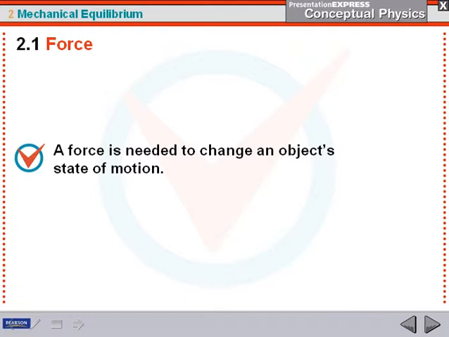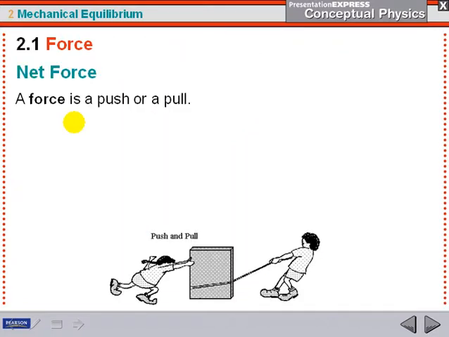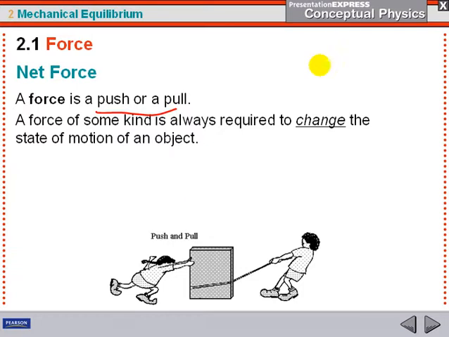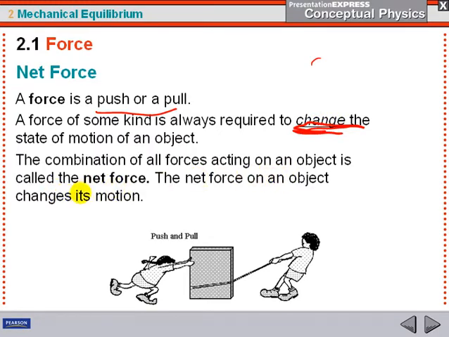So what do you need to change an object's state? We're going to need a force to change it, and that's the idea behind 2-1. We're going to define what a force is. A force is, this is a classic definition, a push or a pull. And you always have to have a force to change the state of motion. That doesn't mean you have to have a force to have something have motion. And when we combine all the forces together, we get what we call the net force.